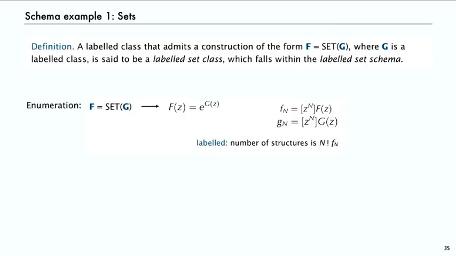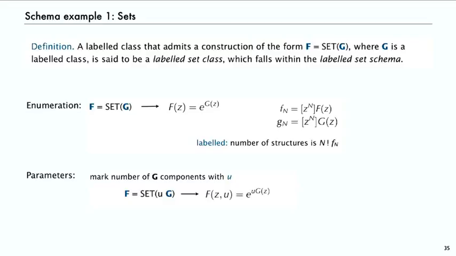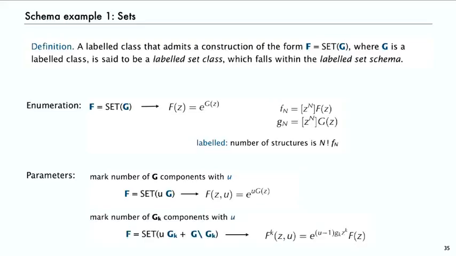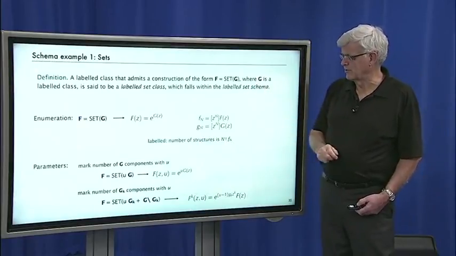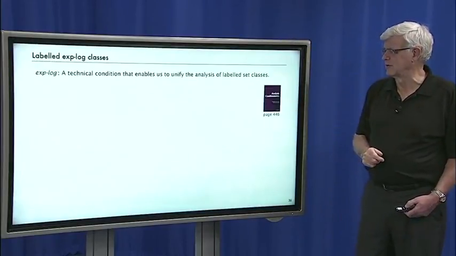So if F_n is the coefficient of z to the n in F of z, it's labeled, so the number of structures is n factorial F_n. We can also work with parameters by marking things with another variable u, making it bivariate. So if you want to mark the number of G components with u, then you can do e to the u G of z, or the number of G components of size k, and there's lots of things that we can do with parameters as well. But just focusing on enumeration, F of z equals e to the G of z.